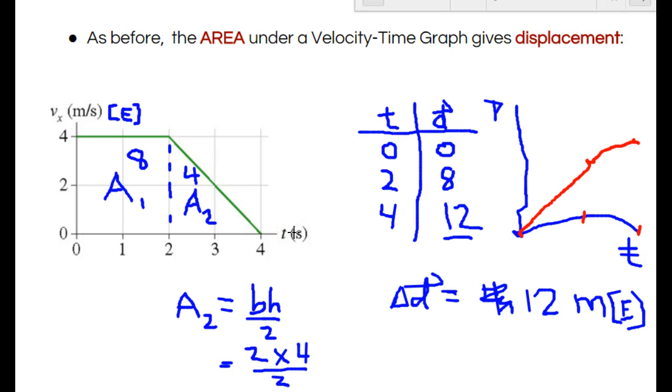So now what I'm going to have you do is a worksheet that will help you to relate the graphs of acceleration time, velocity time, and position time. But before we finish that, we need to take a look at what the AT graph will look like.